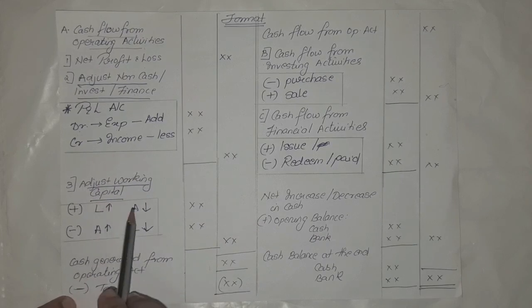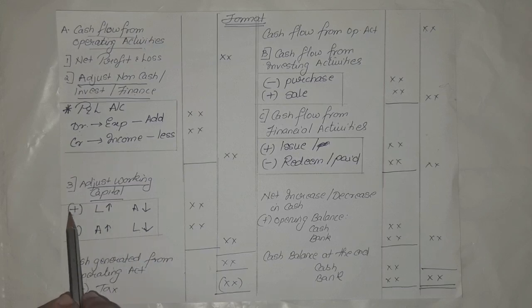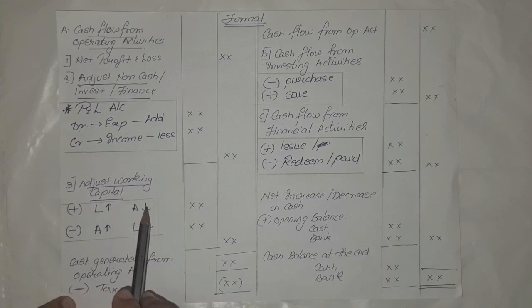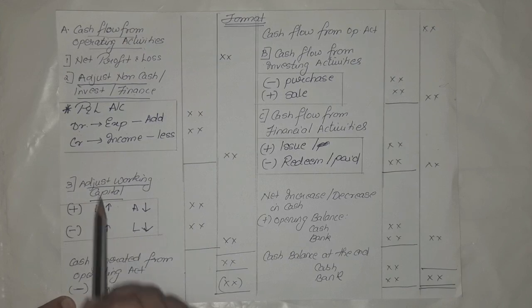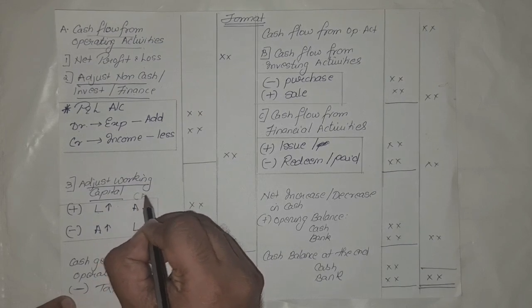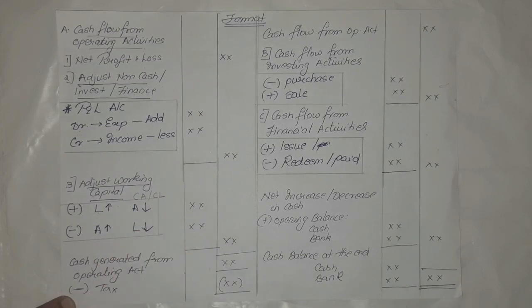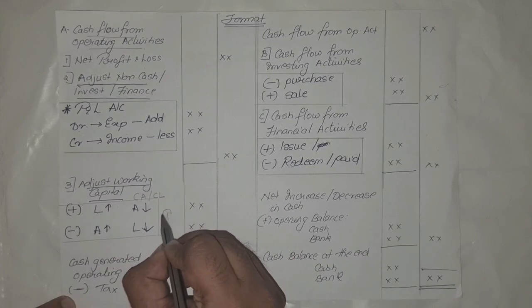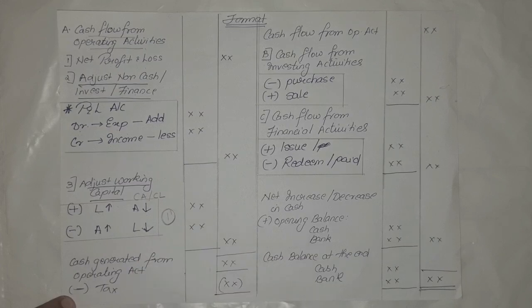Next is under adjust working capital. Remember the code LAAL, L-A-A-L. You need to add increase in liability and decrease in asset, and you need to less increase in asset and decrease in liability. Remember the word LAAL. Now under adjust working capital, when we talk about asset and liability, we are talking about current assets and current liabilities. Remember, whenever you have a sum based on cash flow, this is the very first thing that you need to solve. It is one of the easiest things in this. First, always start with solving the working capital.